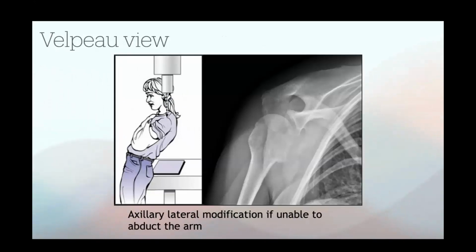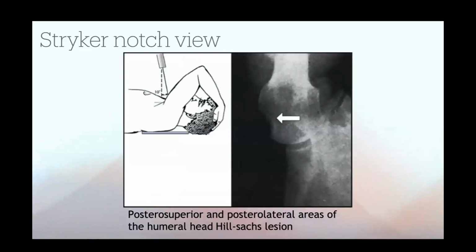Next is the Velpeau view. Here the patient is made to stand straight, after which the patient bends backward posteriorly, tilting. The elbow is kept in a bear hug sort of position, the collimator is placed down and the beam is shot from the top. It is used as an axillary lateral modification when the patient is unable to abduct the arm.